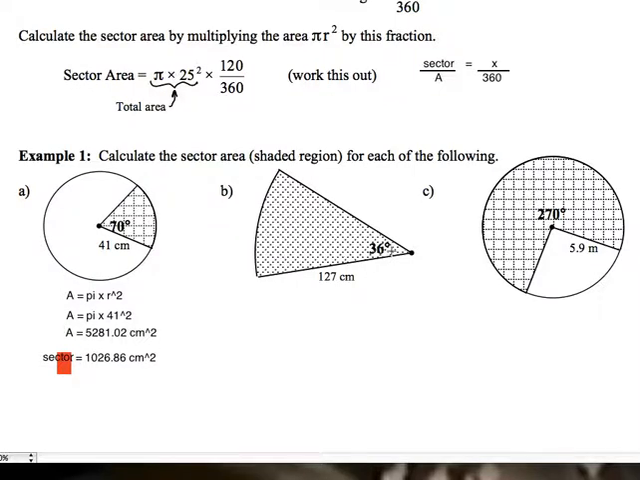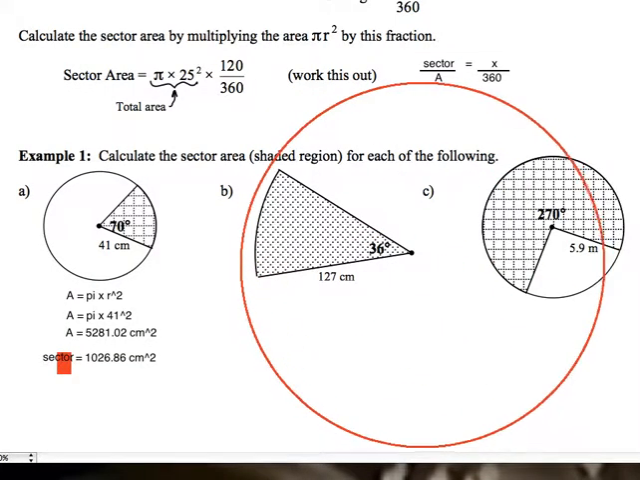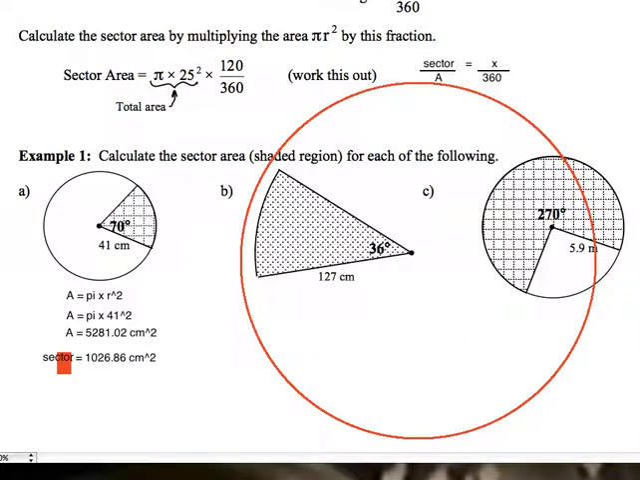I've got a radius of 127 centimeters. I've got a central angle of 36, and I'm being asked to find the sector area. If it helps, I can think of how big this whole circle would be. Just picture a big circle, and this is just a little chunk of it.